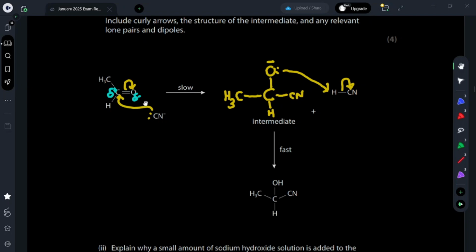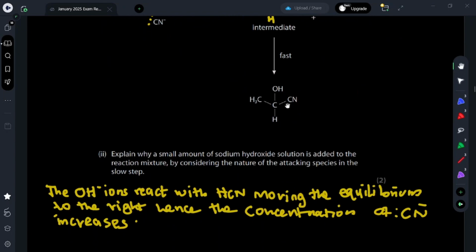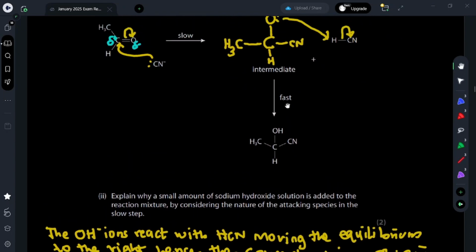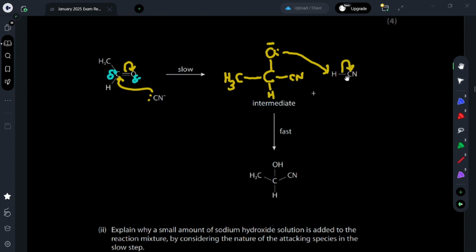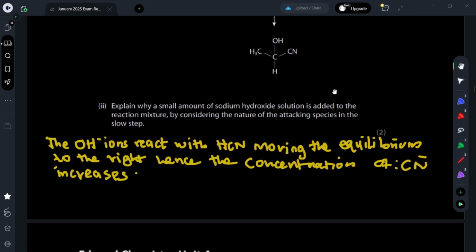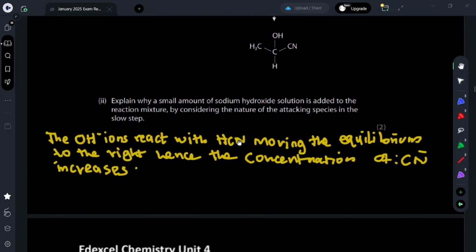Our slow step involves the cyanide ion, which attacks the carbon that is partially positive, and we are able to get this intermediate here. So we are adding sodium hydroxide so that the sodium hydroxide can react with the hydrogen cyanide. We get the hydrogen part reacting with the hydroxide, and once it reacts with the hydrogen cyanide, the equilibrium moves to the right and the concentration of the cyanide increases. We can make the intermediate hydrogen cyanide react.